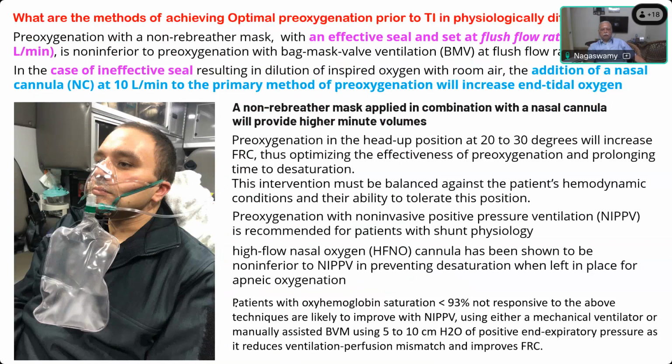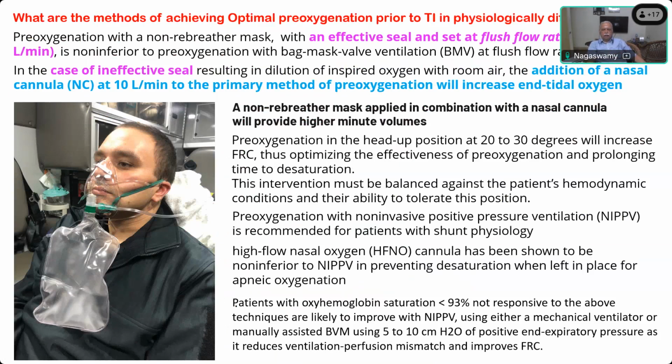And patients with oxyhemoglobin saturation of less than 95%, who are not responding to the above techniques, are likely to improve with non-invasive positive pressure using either a mechanical ventilator or a manually assisted bag valve mask using PEEP of 5 to 10 centimeters. So three options are there for you for improving the pre-oxygenation.